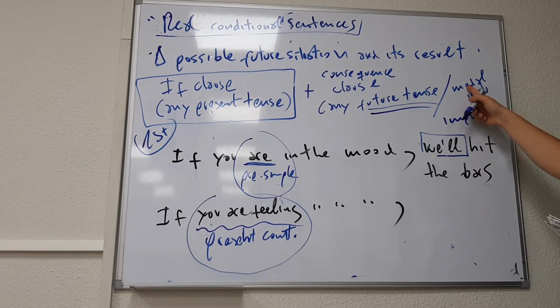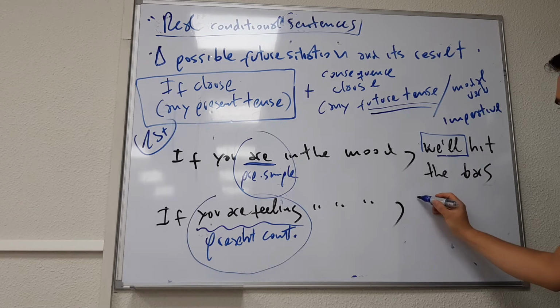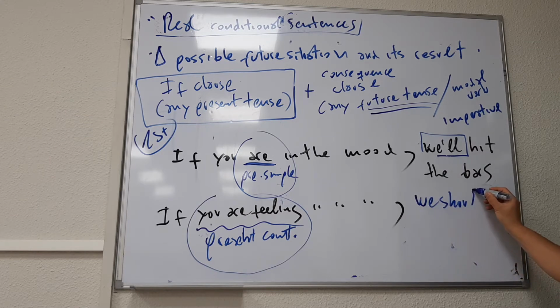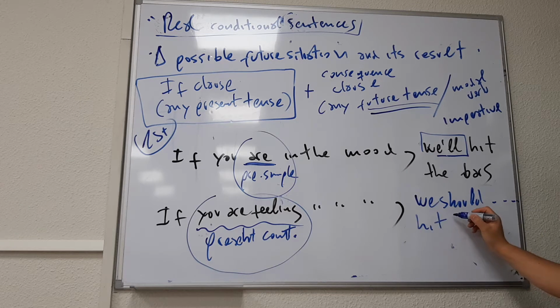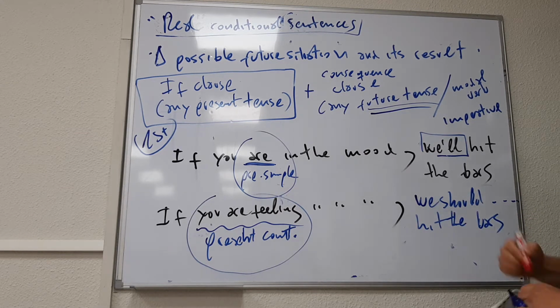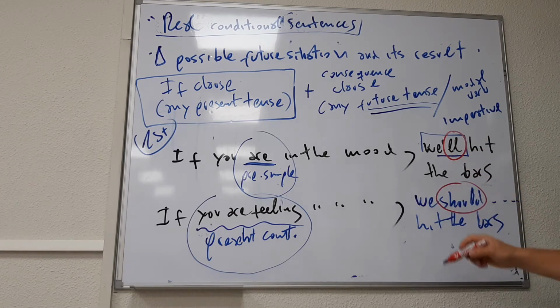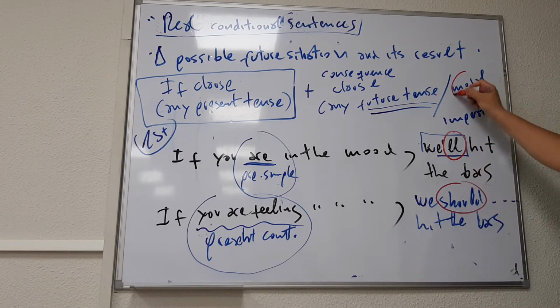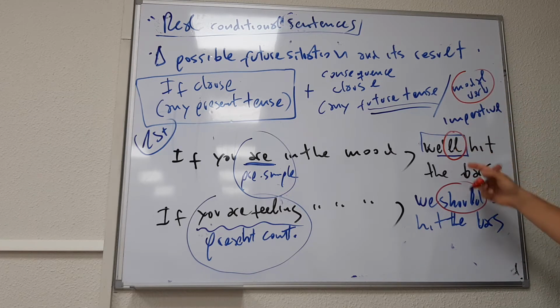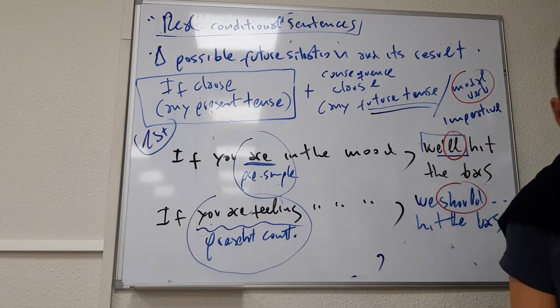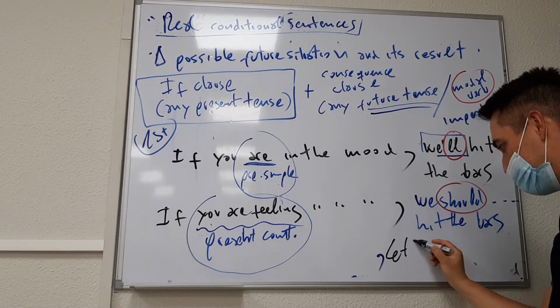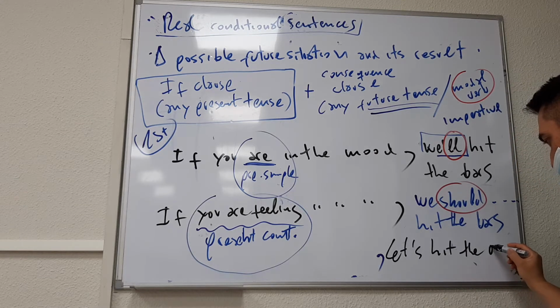And as for the second part, you can use any future tense, we'll hit the bars, but you can also use a modal verb. You can also say, we should hit the bars. So you can use will, yes you can, but you can also use should or must or have to. You can use a modal verb instead of will. And not only that, you can use an imperative. So if you're feeling in the mood, you can also say things like, let's hit the bars.